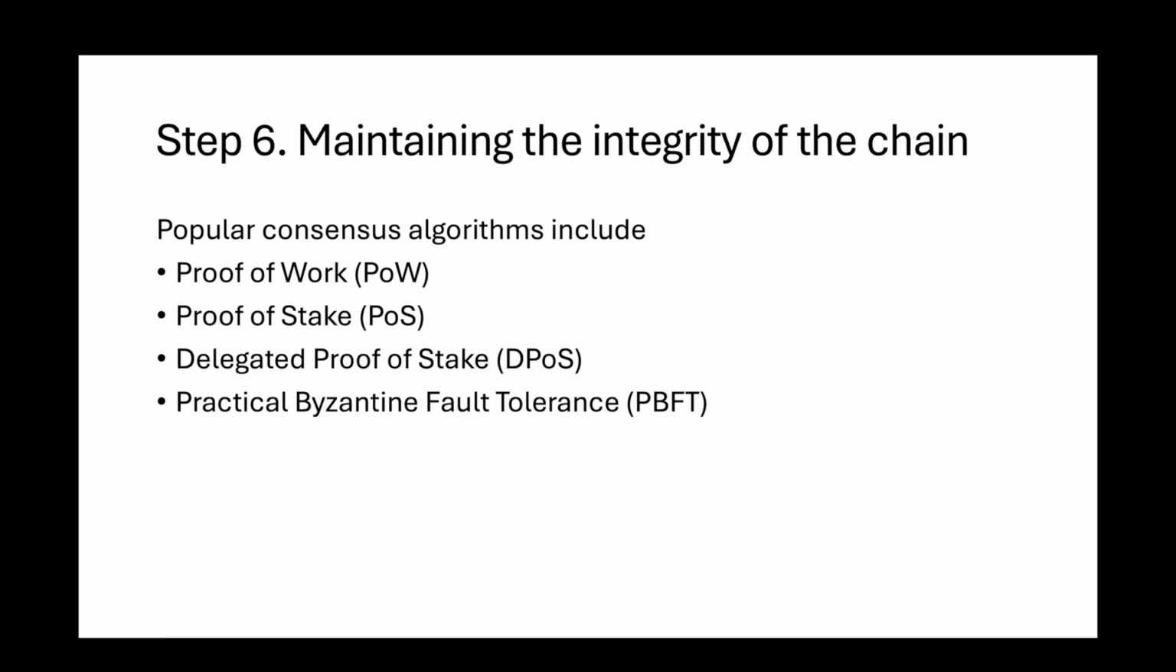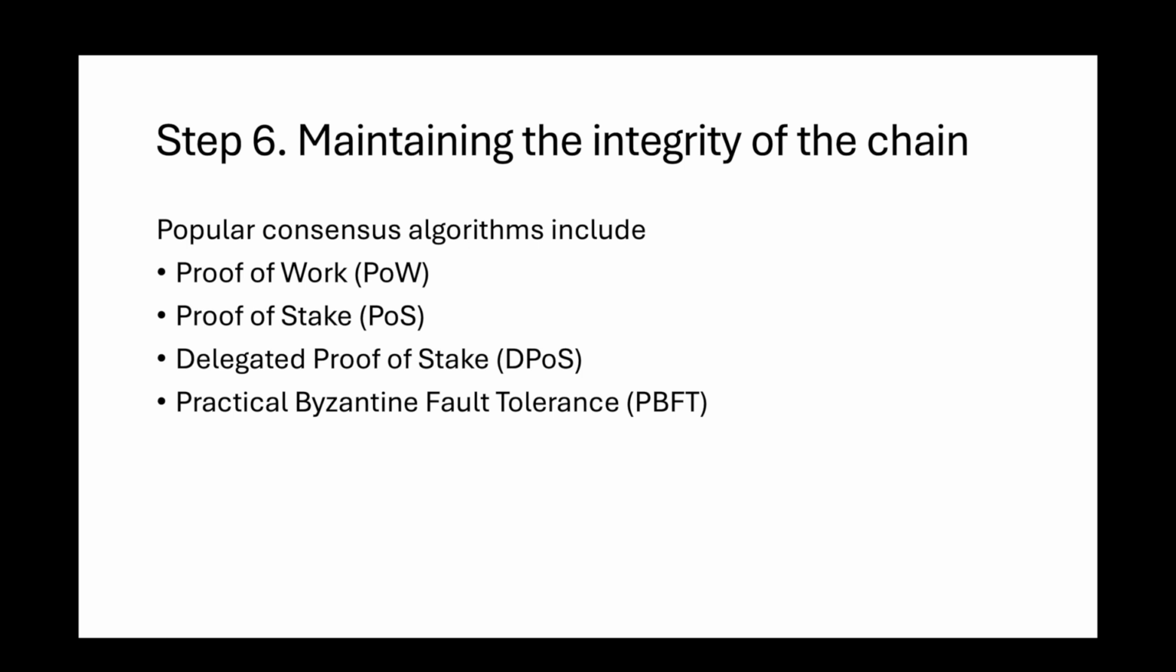Now let's look at some of the consensus algorithms. A consensus algorithm is a mechanism that allows nodes in a distributed system to come to an agreement on the current state of the chain. Some of the popular consensus algorithms include proof of work (PoW). In PoW, miners must solve a complex mathematical puzzle in order to add a new block to the chain. The first miner to solve the puzzle gets to add the block and is rewarded with a certain number of cryptocurrency coins. This helps to prevent malicious actors from tampering with the blockchain.